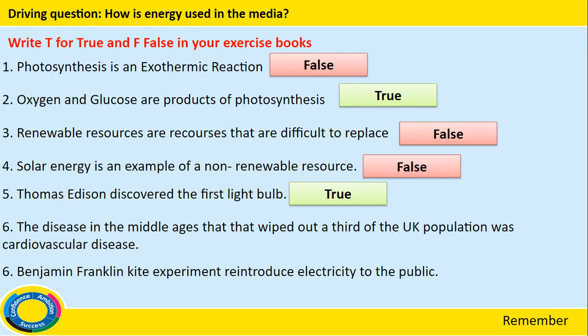That is true. Number six, the disease in the Middle Ages that wiped out a third of the population was a cardiovascular disease. That is false. The disease was plague, and it wasn't cardiovascular diseases, okay? And number seven, Benjamin Franklin's kite experiment reintroduced electricity to the public. That is also true.